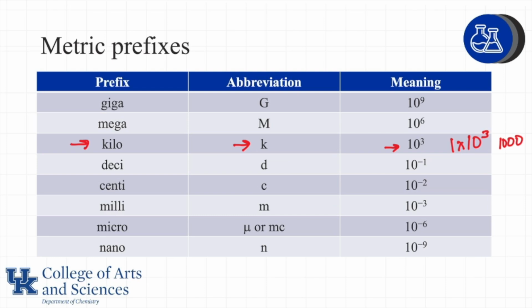Let's look at another prefix, milli, which has the abbreviation m and the meaning of 10 to the minus 3. That would be the same as 1 times 10 to the minus 3, or 0.001. We'll talk a little bit more about scientific notation later. But when we look at this, we see we have a very small value here. So sometimes it's just more convenient to say we have 1 millimeter instead of saying we have 0.001 meters. The fewer zeros there are, the less likely we are to have a transcription error.